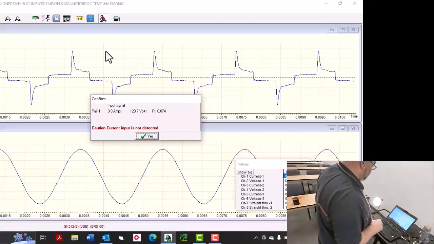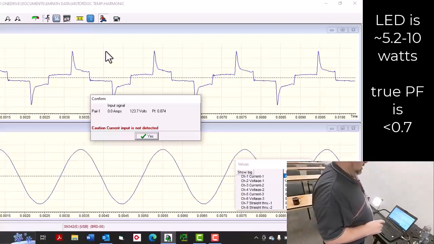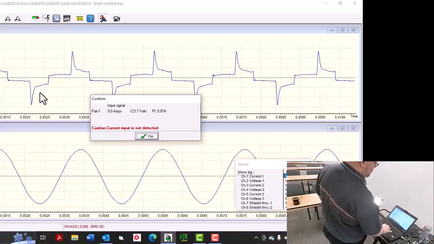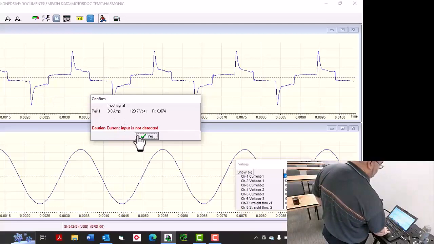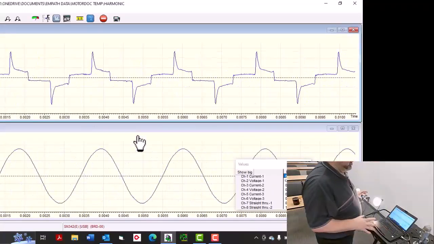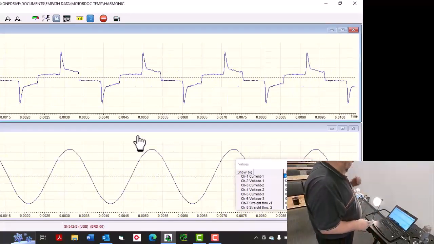We are at a power factor of 0.87, and that's based on the RMS. Current is extremely low. You can see here the peak is about 0.15. It's hard to read because you can see the chopping of the waveform. Okay, that's the LED driver. Because I'm measuring neutral, that is going back on neutral.